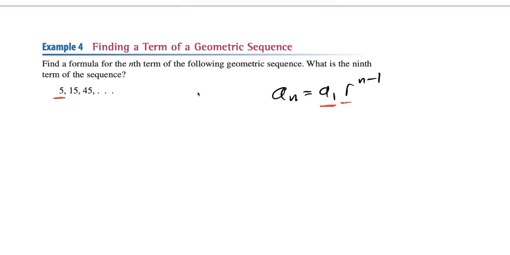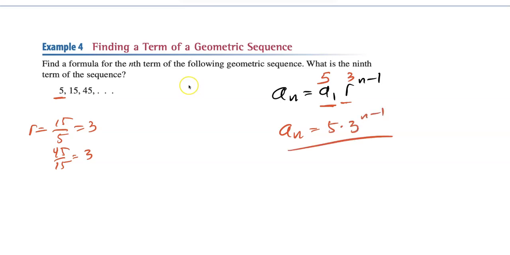Well, first term is 5. r, remember, the easiest way to find r is to put the second term over the first term. If you want, you can put the third term over the second term. That also works. Sometimes it's easier to do it that way. But either way, you should always get the same thing, 3. So that's my r. So A_n equals 5 times 3 to the n minus 1. That's my formula. And now they want the 9th term of the sequence.